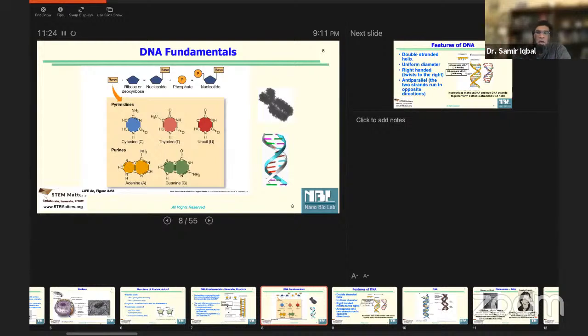Now, when we talk about RNA, we just have a very small difference, that instead of T, we have U. That's all it is. That's the basic difference.